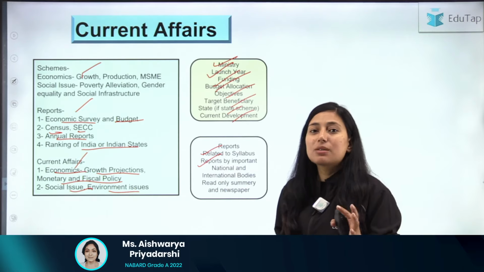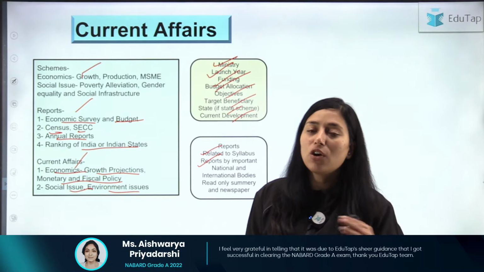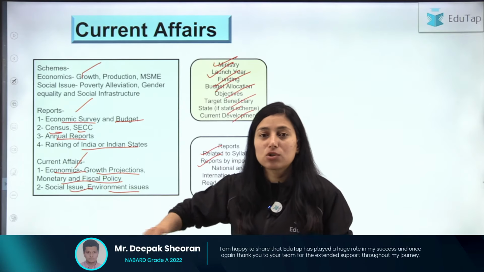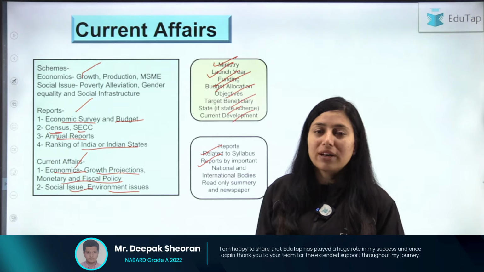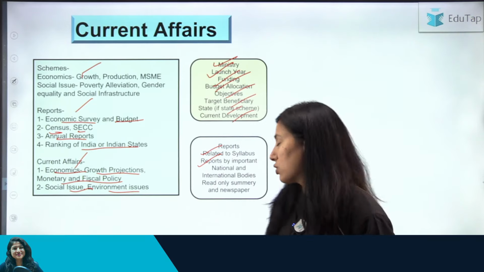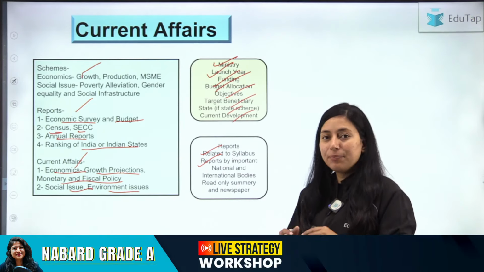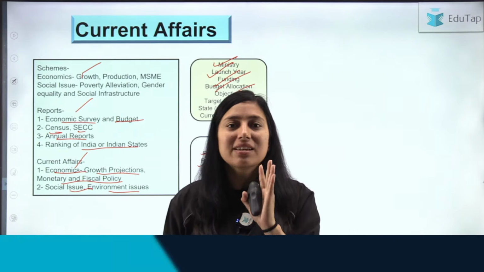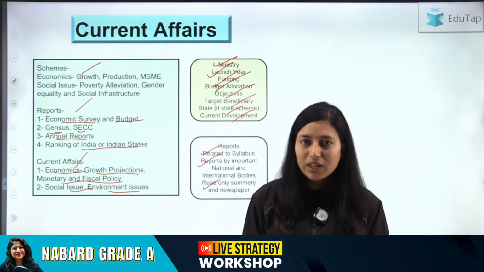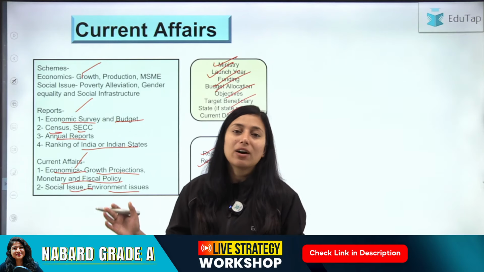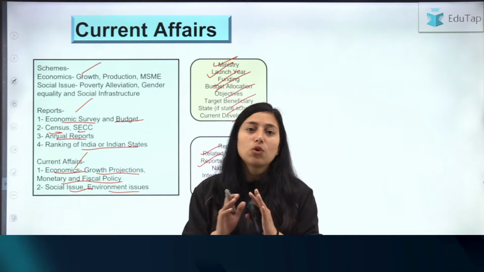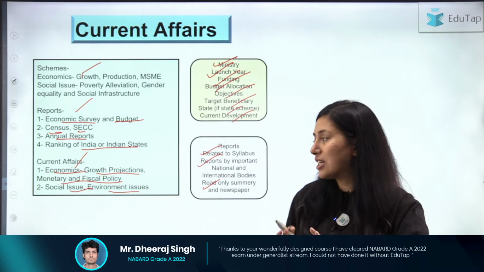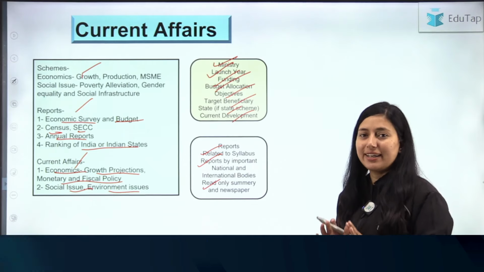Then reports which are released by important national ministries or international organizations. If there is a WHO report, health is a part of your syllabus, so it is important. If there is an FAO report, agriculture is part of your syllabus, that is important. So in this way you have to segregate the reports, and you have to read them. Then you have to read only the executive summary that is given on the first or second page of the report. Otherwise you can cover all the data of that report from the newspaper. You don't have to read the entire report of 200 or 300 pages, just cover the important highlights, key highlights of that report.